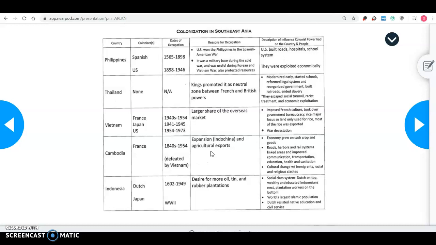So the main reason for colonization is expansion and agricultural exports. The impacts, the economy grew on cash crops and goods.